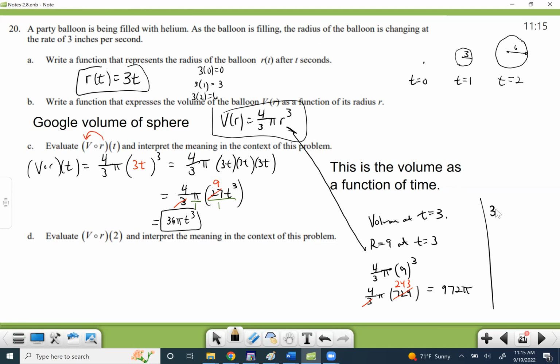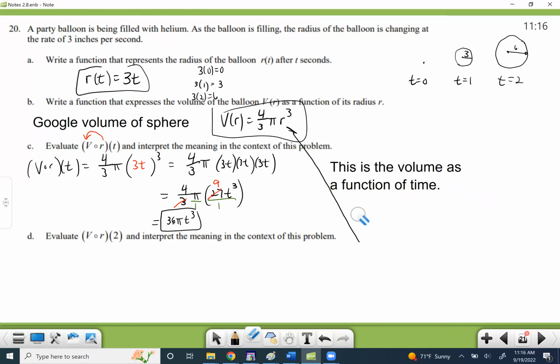So if we put 3 in for the t, we know that 3 times 3 times 3 is 27. So 36 times 27, what do you know? It's 972 pi, okay? So it gives us a little shortcut for being able to find the volume at any given time instead of having to use 2 functions. I got this one, and the reason I got this one is guess what I did with these 2? I technically combined them by plugging one into the other one. So it made 2 become 1, a much easier to use function.